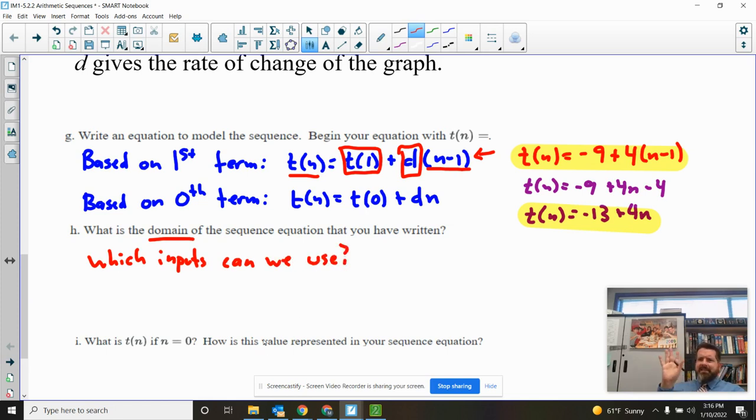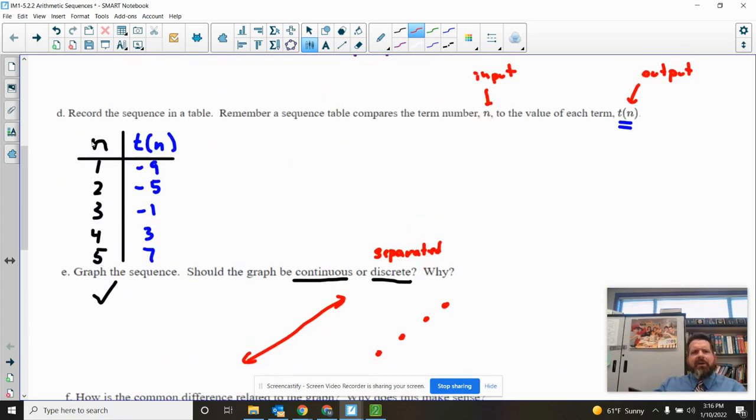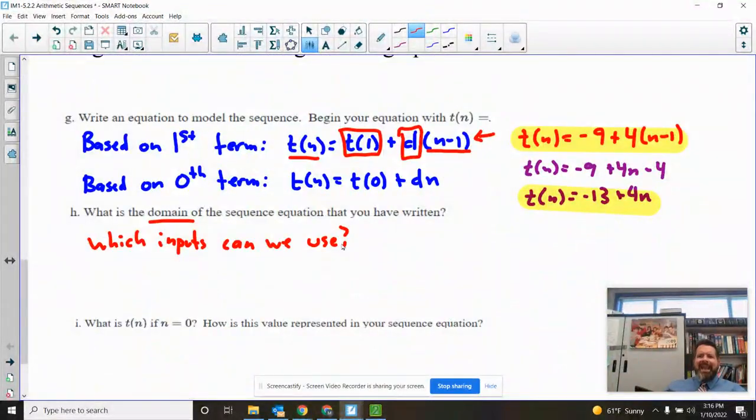Now, this isn't meant to be tricky. Just think about what our n's are here. We started with 1, and then we did 2, 3, 4, 5, etc., all the way through. So we can use our regular counting numbers. 1, 2, 3, 4, 5, 6, 7, 8, 9, 10, 11, and on and on. What we can't use are decimals and fractions. Those just don't make sense in this context.